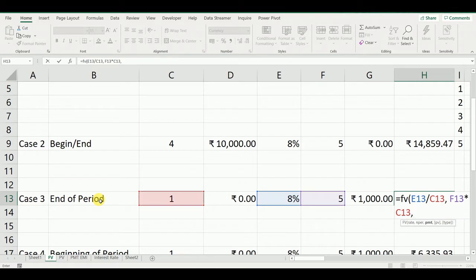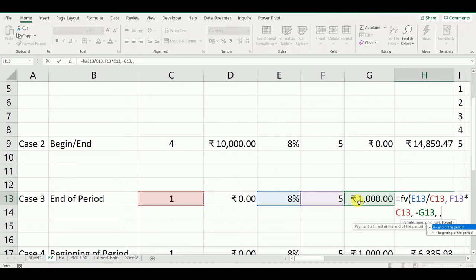Now we have to give our monthly payment. So monthly payment is in this case our 1000. So again we will put the minus sign as 1000 is going out from our pocket, and we will select this 1000 rupees. Now in this case PV is 0, so we can leave it blank.